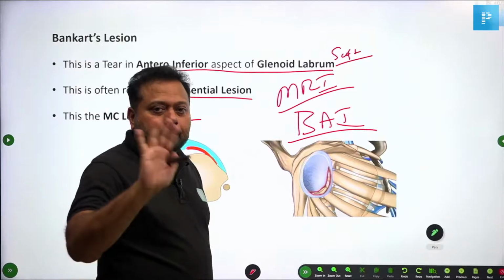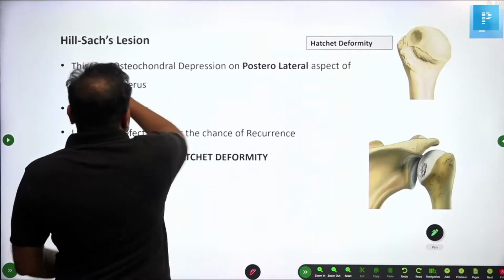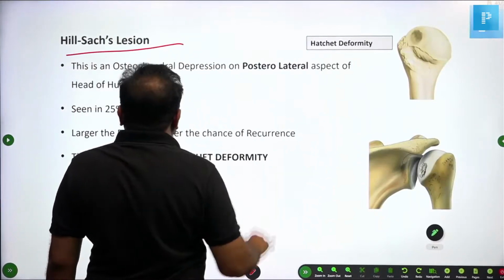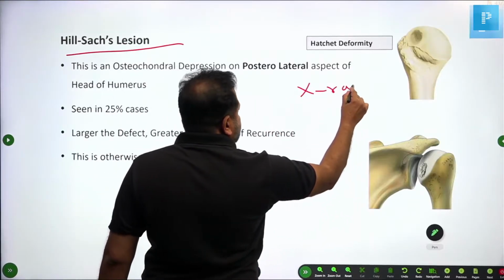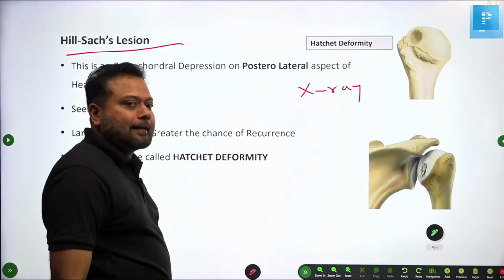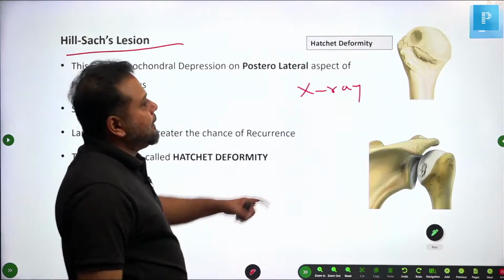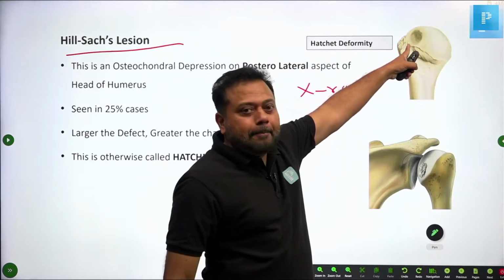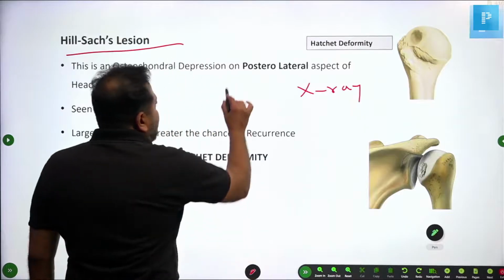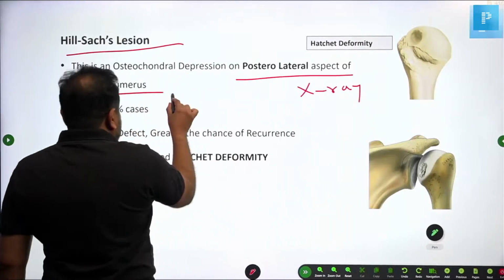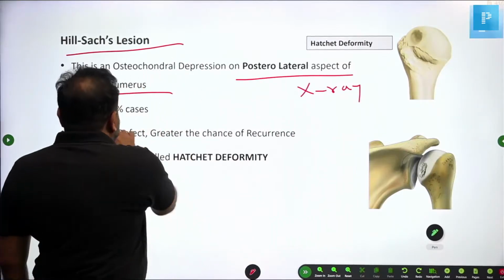Hill-Sachs lesion is a bony lesion, so this can be diagnosed in X-ray. Where is the lesion? A depressed fracture, a dimple-like lesion in the posterolateral aspect of the head of the humerus. It's seen only in 25%.